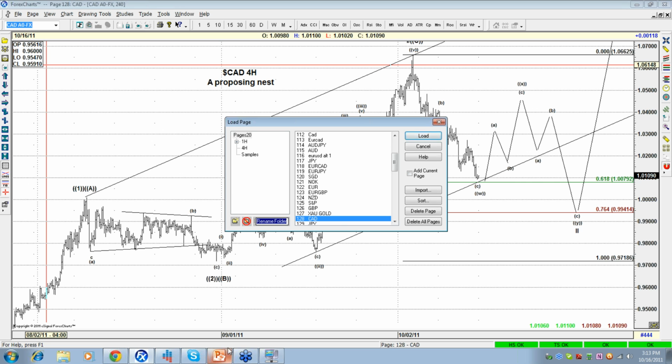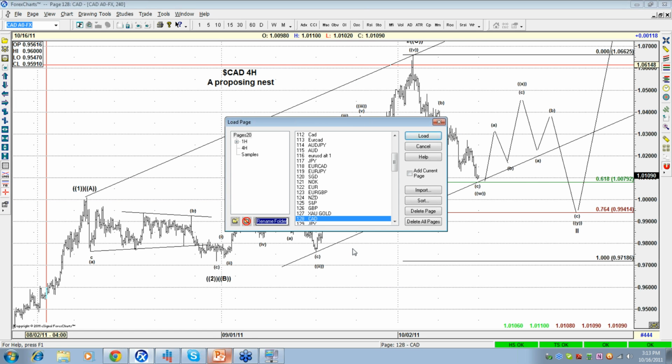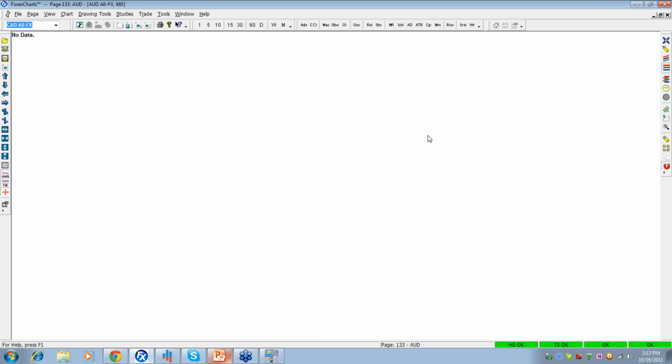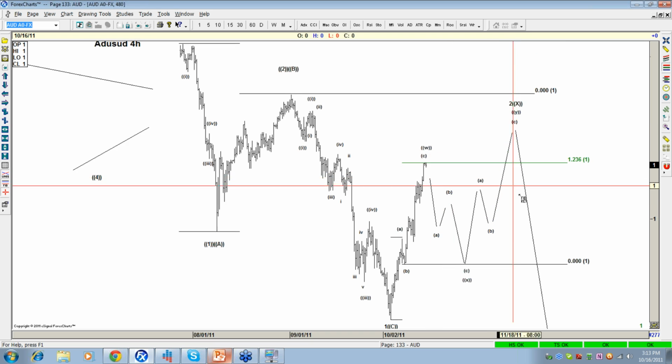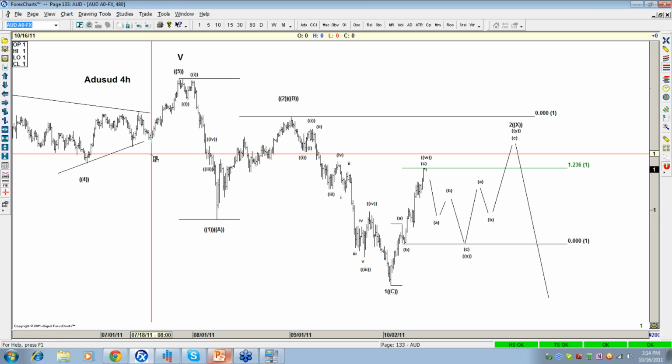Aussie is the next one on the list. No, S&P 500, but let's keep it. Let's go to Aussie. 179 is the 618. Keep that in mind, guys. Now, Aussie. Where we are in Aussie? What we got in Aussie?